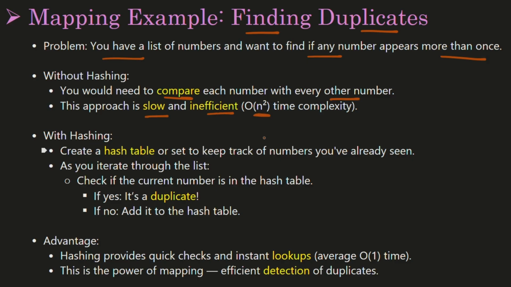But with hashing, we can create a hash table to keep track of numbers we've seen. As we go through the list, we check if the number is already in the hash table. If yes, it's a duplicate. If not, we add it to the table. That's the power of mapping: quick checks, instant lookups.